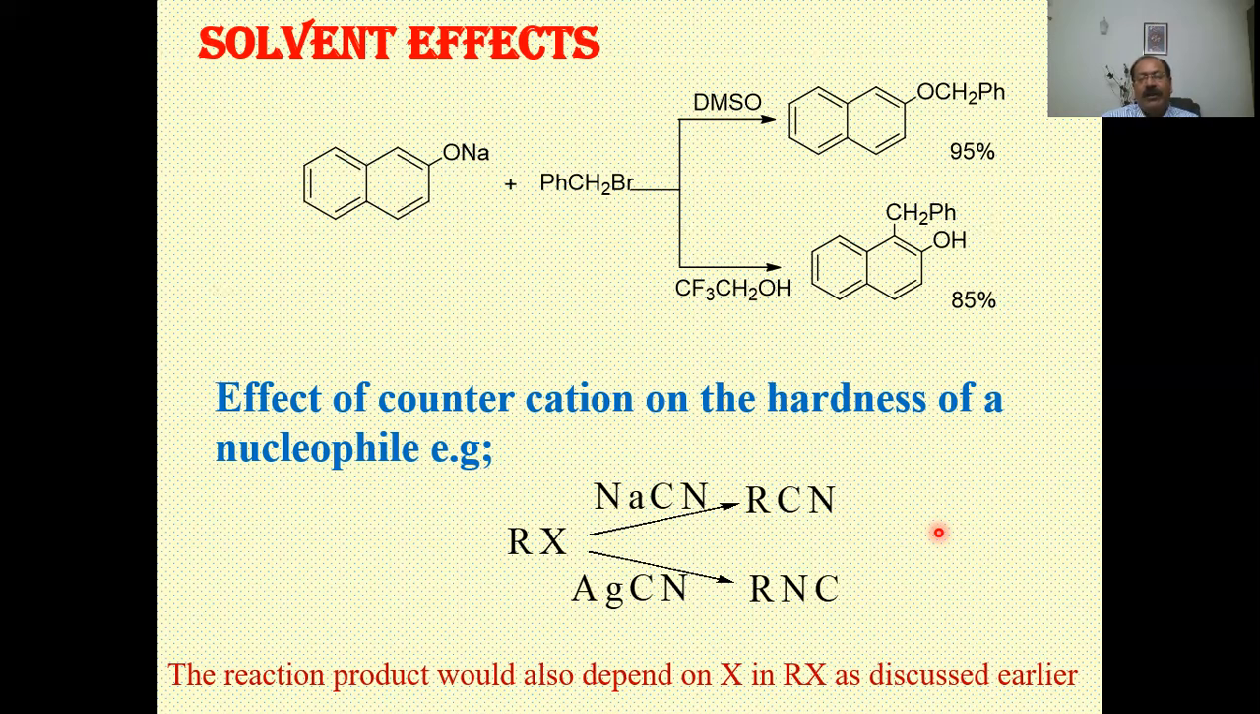Similarly, in silver cyanide, silver is softer and therefore is surrounded by the softer end of the ambident nucleophile, that is carbon, and hence the end available for attack is nitrogen, and it gives rise to isonitrile.